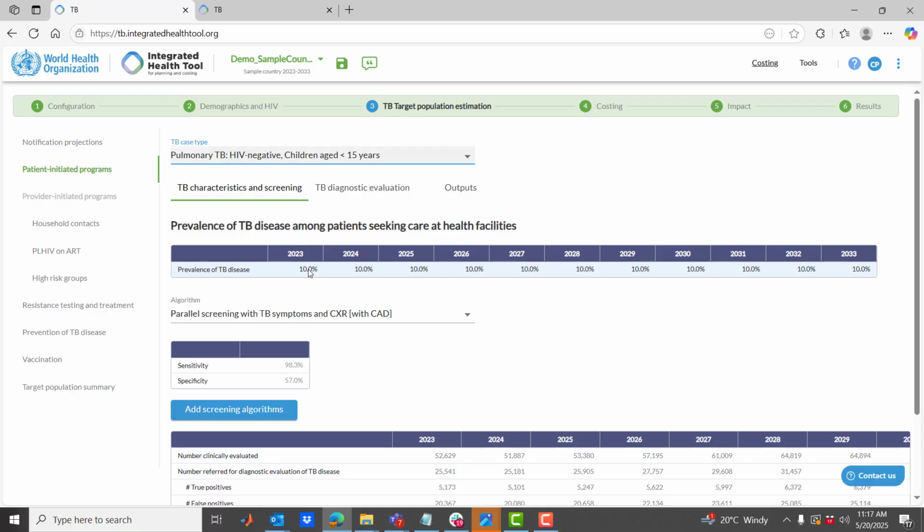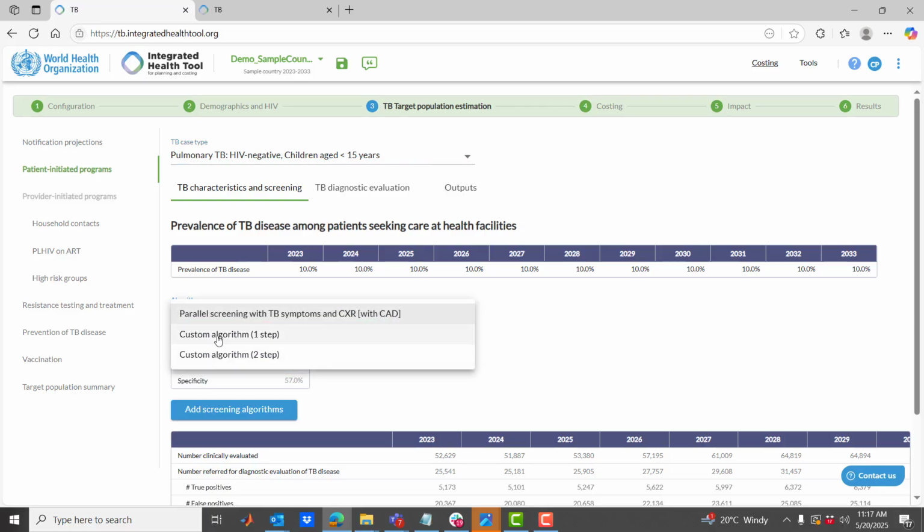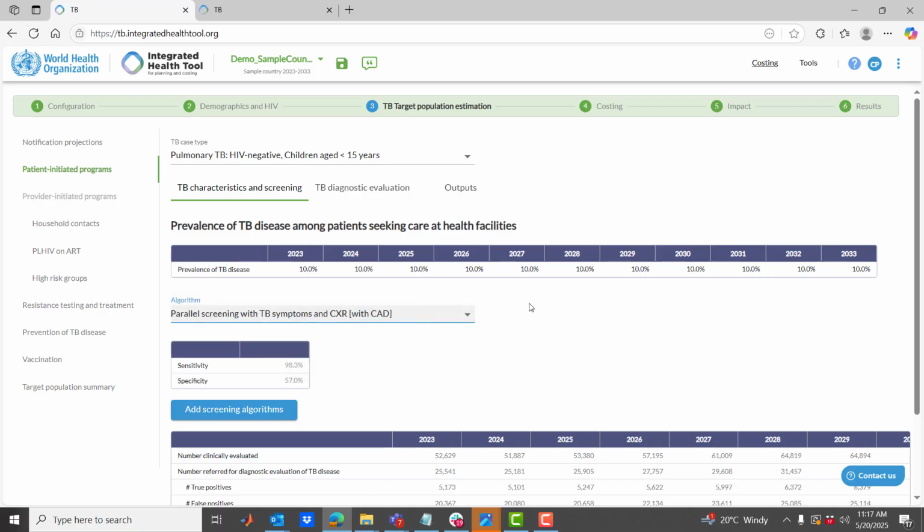The clinical evaluation algorithm is set to common practice by default, parallel symptom screen and chest X-ray, but users can select the option for a custom algorithm and adjust as needed. The screening algorithm will have an associated and non-editable sensitivity and specificity, which will define numbers of people who are screened to achieve a given number of people diagnosed and notified.